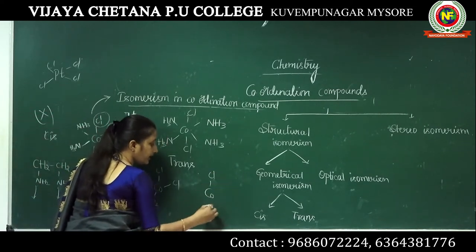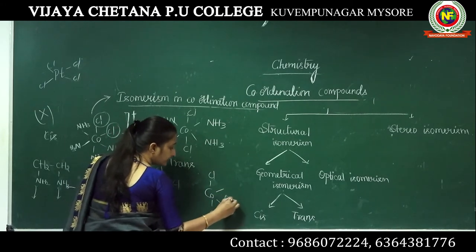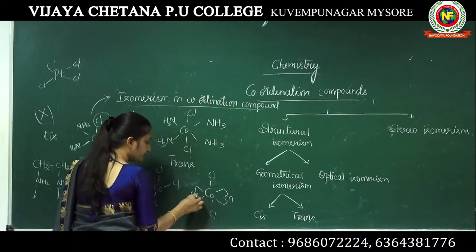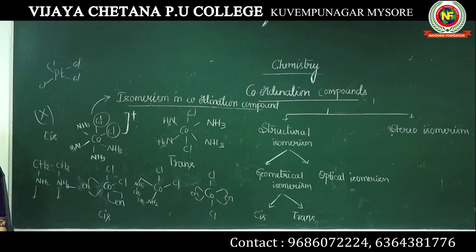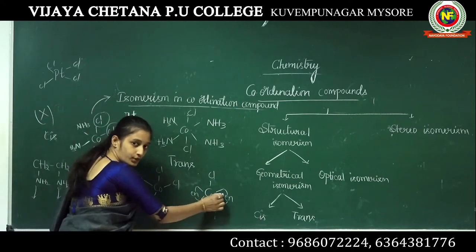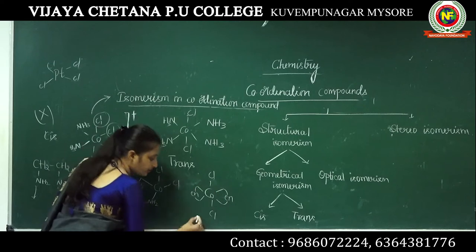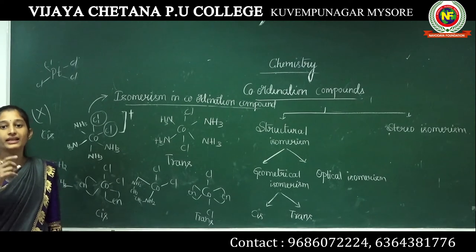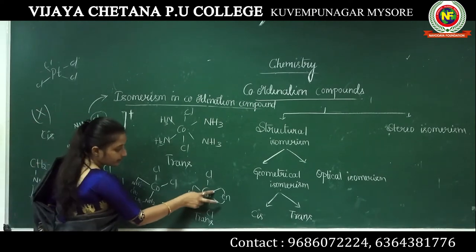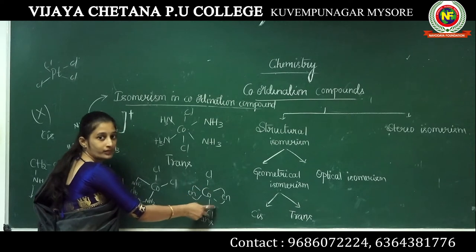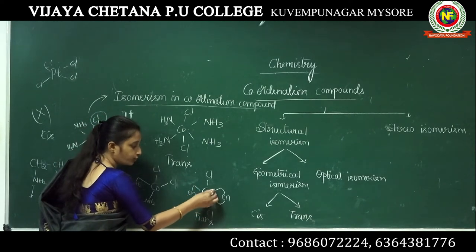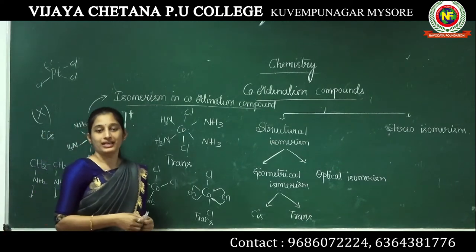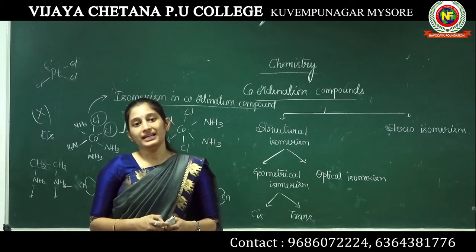Co, Cl, Cl, EN, EN. This is trans form. See, both are opposite, Cl are opposite. It's a bidentate ligand. Ethylene diamine is a bidentate. That's why, see, it donates two pairs of electrons towards the Co. Only one ethylene diamine donates two pairs of electrons. That's why it's an example for bidentate ligand.